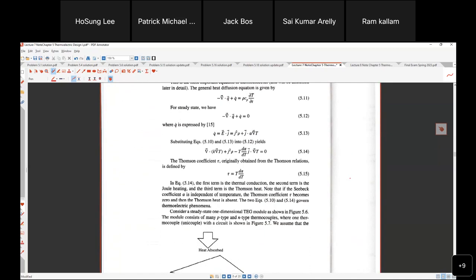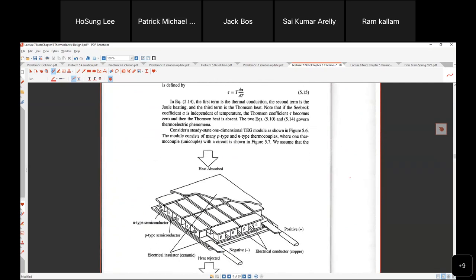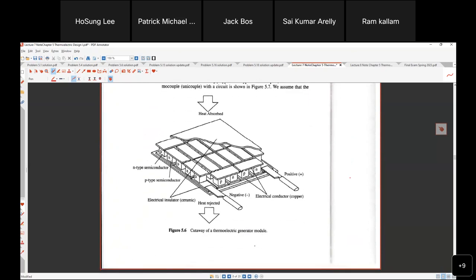Let me just briefly review and indicate some important things for the final exam. Okay, so we understand, this is a cutaway of a module. This module will be the same for generator and cooler. Cooler is a refrigerator, and it consists of N-type and P-type. Usually we discuss theoretically just one couple, then there are N couples in series, which we can easily handle, okay?